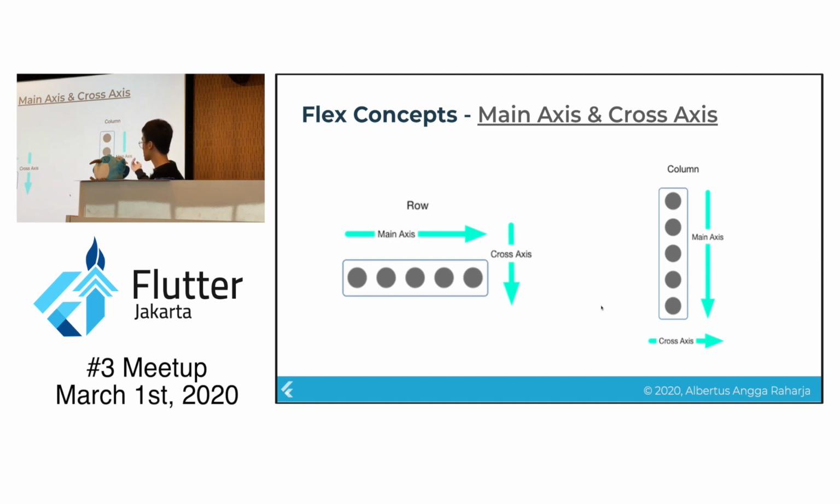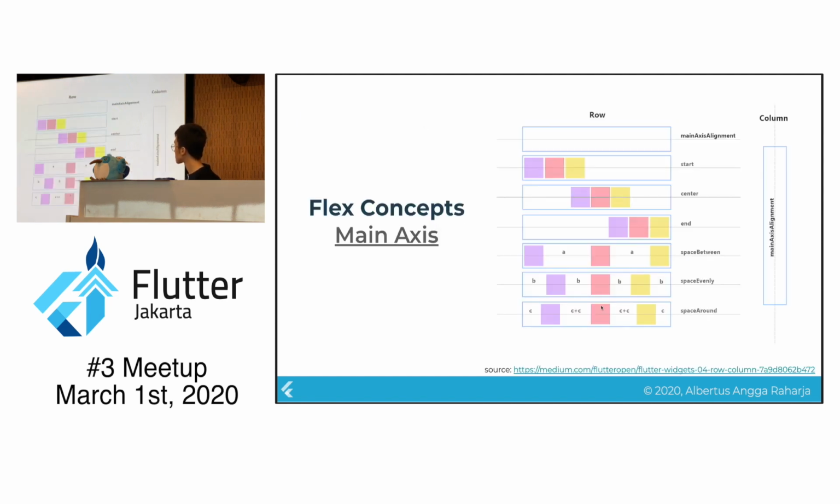And then main axis and cross axis. This is a new term. If you're familiar with Flexbox, you already know it. So main axis is the direction which is the same as the direction of your widget. So if it's row, the main axis is horizontal. If column, the main axis is vertical. Cross axis is the second axis that's different from the main axis. So if main axis is vertical, the cross axis should be horizontal. And we will talk about the alignments later. This is just a concept, a new term.